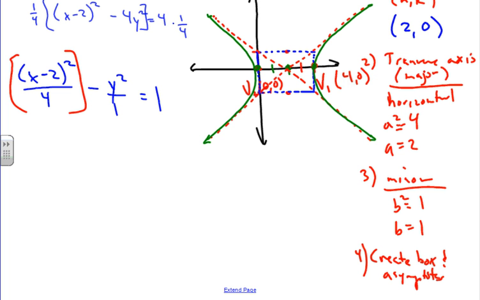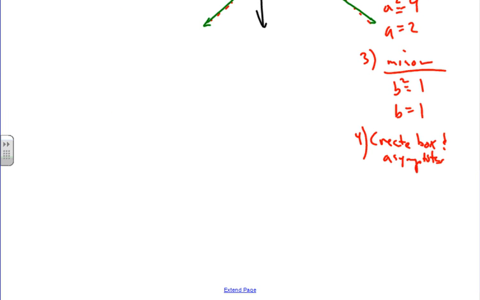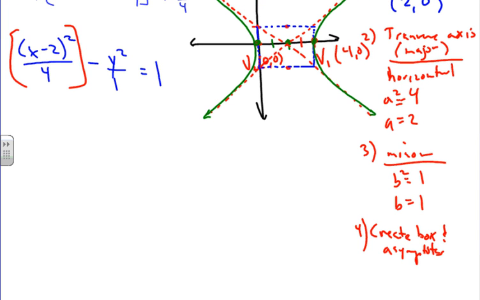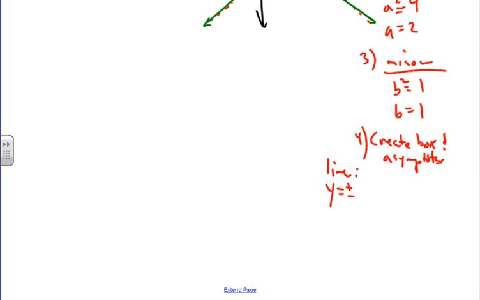So from there, we created our box and our asymptotes. If you wanted to find the equation of these asymptotes, the equation is simply going to be the equation of a line, since they're both lines. Even though it doesn't ask us to do this, it's going to be y equals plus and minus slope times x minus h, plus k, where h, k is the center, and then we have our slope.